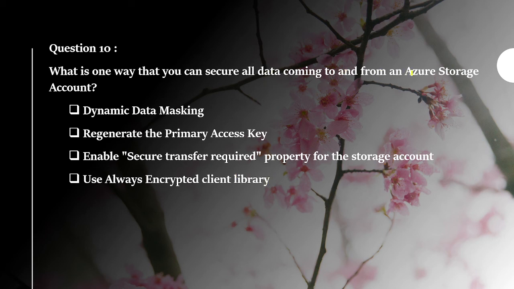Okay, the last question is which is one way that you can secure all data coming to and from an Azure storage account. So here data masking is something related to masking, generating a key, primary key, enabling the secure transfer required property for the storage account, or using the Always Encrypted client library. So the client library is related to one way only, but here they are asking about data coming to and from. Okay, so there is one option which is called secure transfer required. So our answer is secure transfer required.